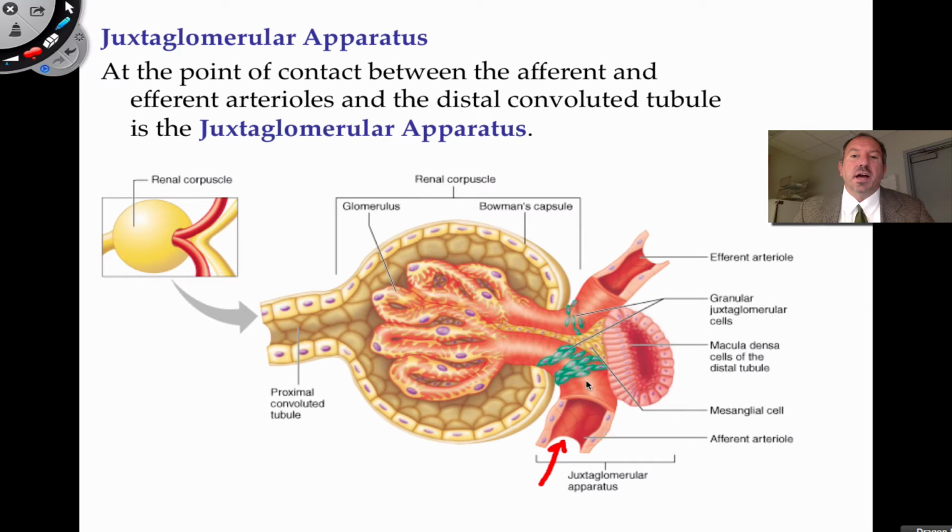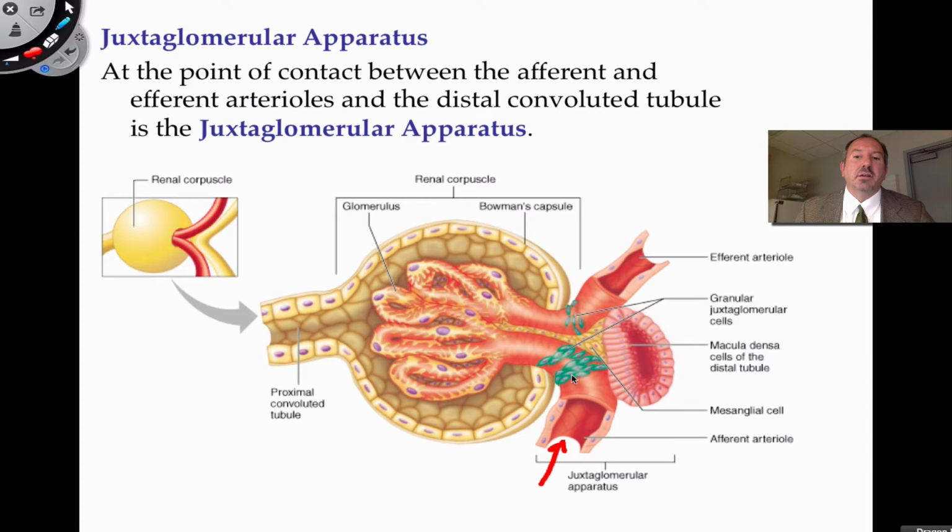As it turns out, in between the afferent and the efferent arteriole, there's a bunch of cells providing structure, and those are called mesangial cells. These mesangial cells are structural, and they're located right here. This is a cutaway cross-section of the distal convoluted tubule. And these cells in particular, which look elongated, are called the macula densa cells. Those are going to become important in our conversation.